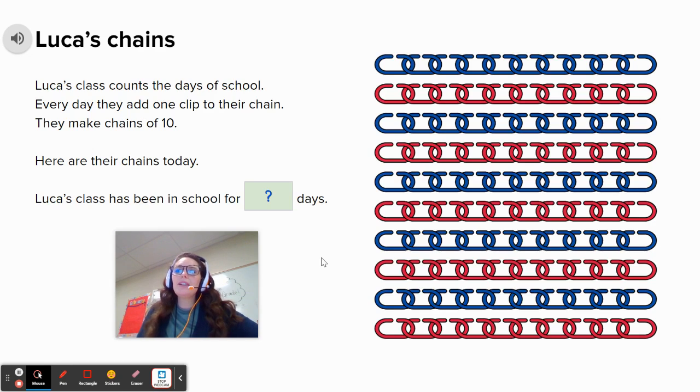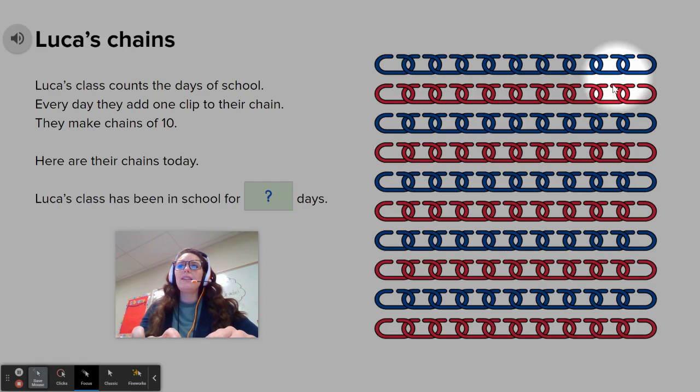And here is a look at how many chains they have to represent today, the number of days they have been in school. How many days has Luca's class been in school? Well, we know there are 10 clips in each chain, so we can count by tens. 10, 20, 30, 40, 50, 60, 70, 80, 90, 100. Luca's class has been in school for 100 days.